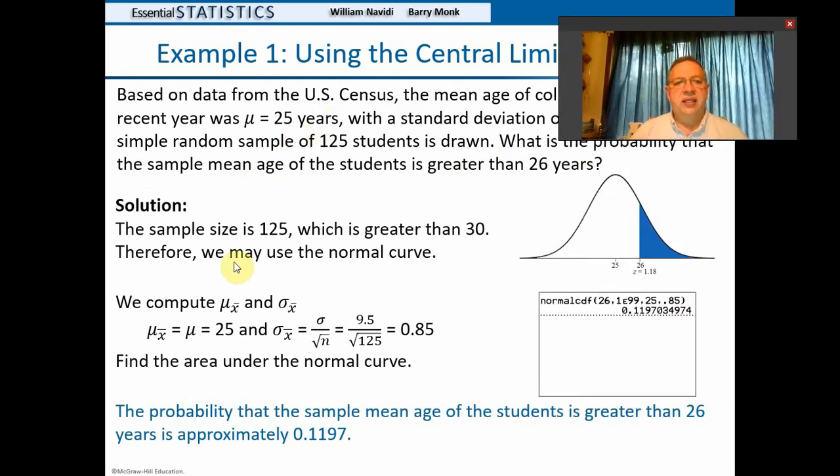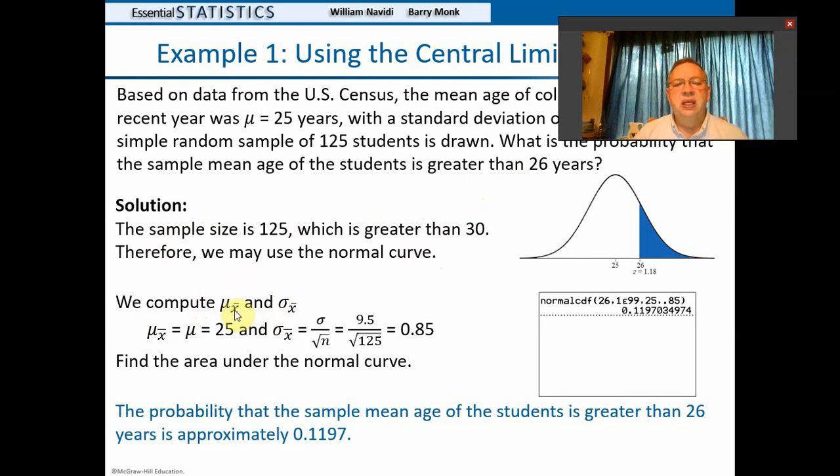We've got a sample size of 125, greater than 30, so we can start developing this based on the normal distribution. Anytime I'm calculating probabilities based on normal distributions, I need the mean and a standard deviation. These are sample means, so I have to convert to the mean of the means and the standard error of the means.